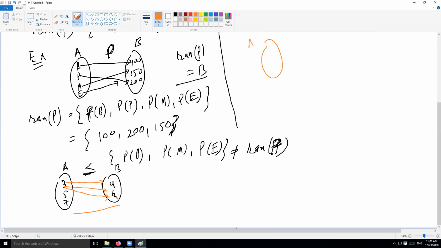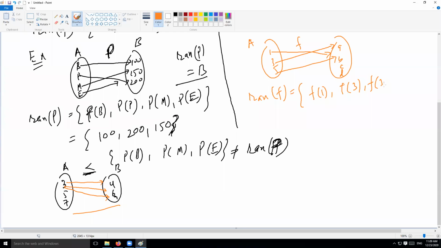Let's write something simple. I have, say, 1, 3, 5 here and A, B, C, and D here. So 1 is related with B, 3 is mapped onto A, 5 is also mapped onto, for example, B. Now, say this function is f. What would be the range of f? The range of f is going to be f of 1, f of 3, and f of 5, right?